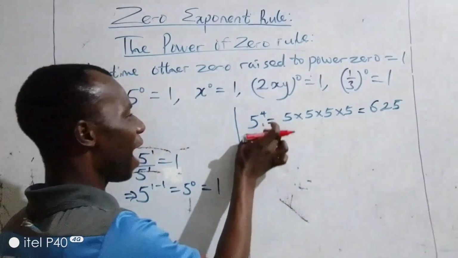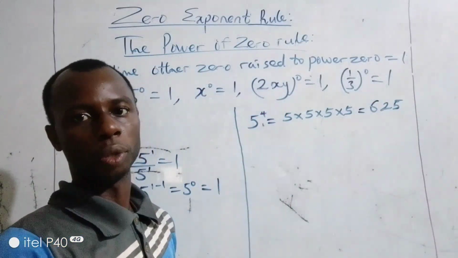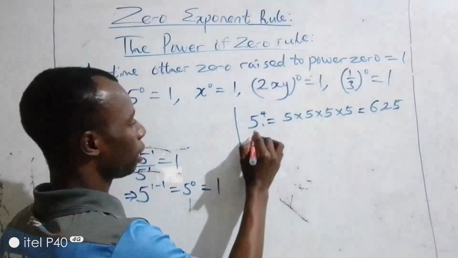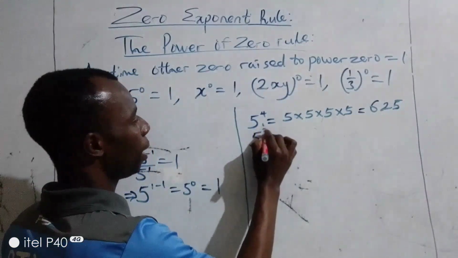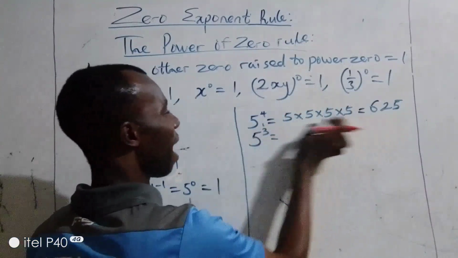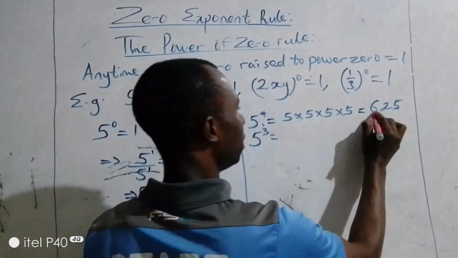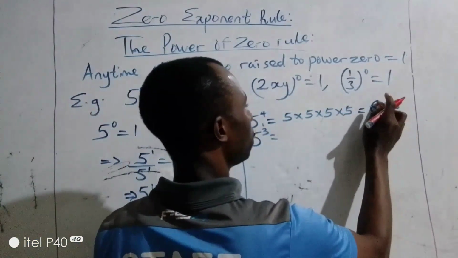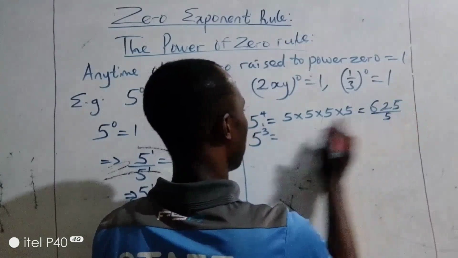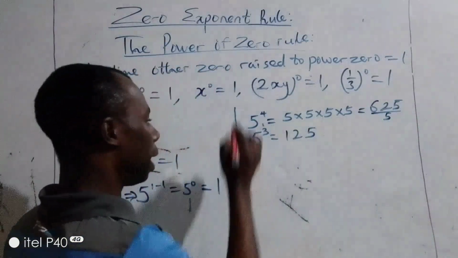Now, what if I reduce this power from 4, I reduce it to 3. So I reduce it by 1. That means 5 raised to power 3. And of course, we all know that 5 raised to power 3 means that I have already removed one of the 5s. So let's divide this by 5. 625 divided by 5 gives us 125. Isn't it? Good. Now, let's go further.